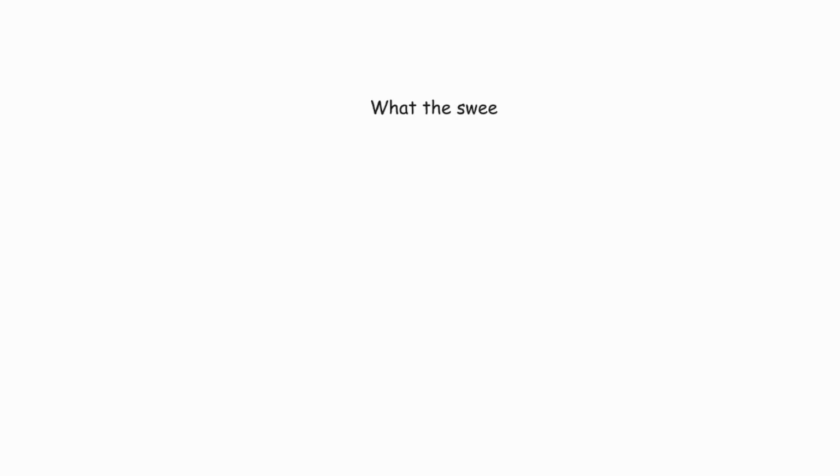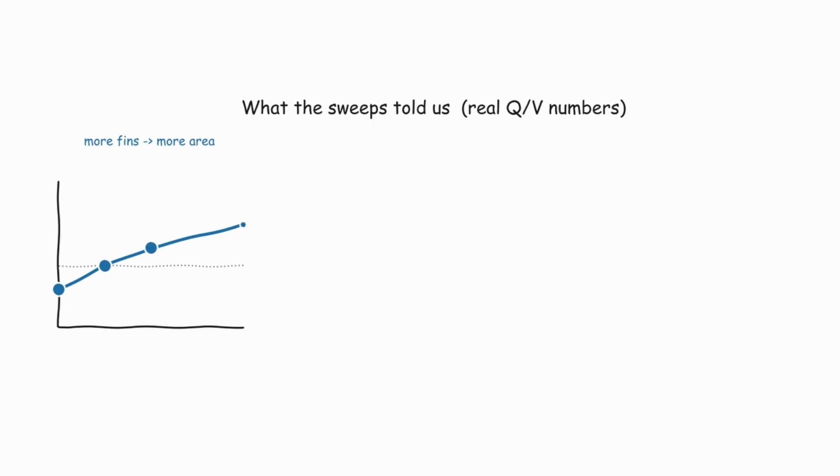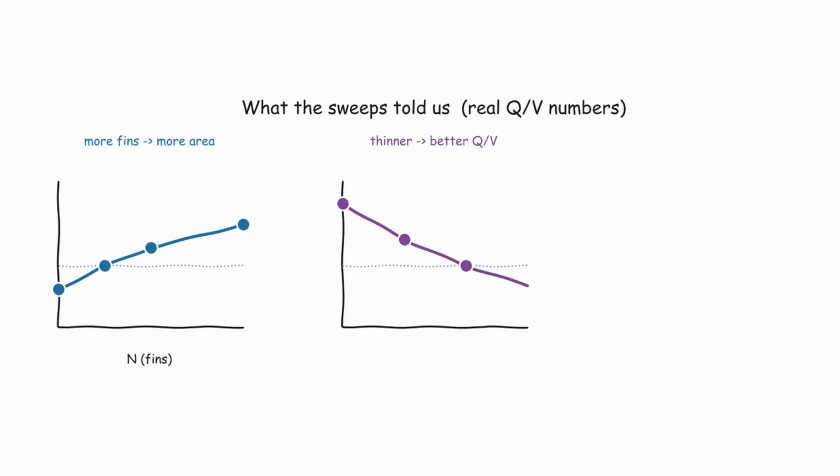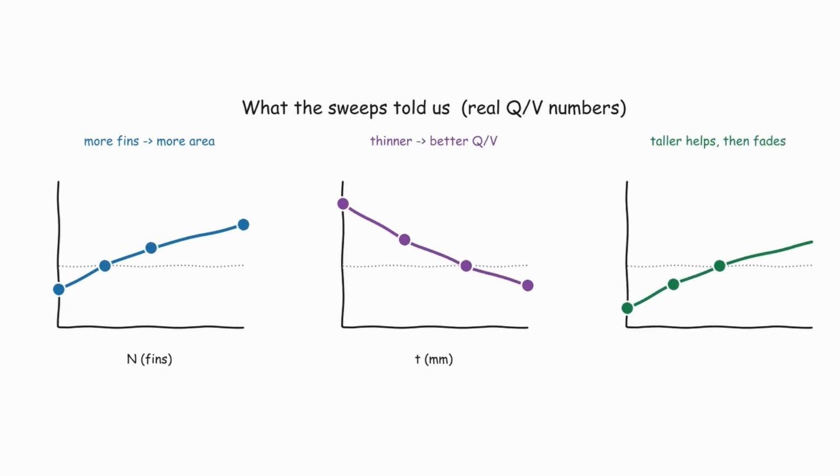So the payoff: 3 clean trends, all from real solves. Number of fins, more is better. Q over V climbs the whole way from 0.9 at 3 fins up past 1.3 at 11. More fins, more surface area, more cooling per unit metal.